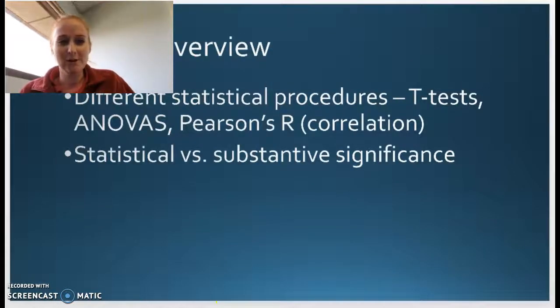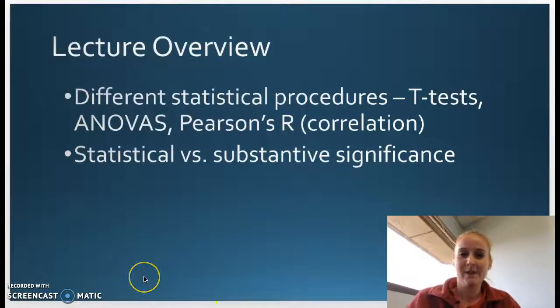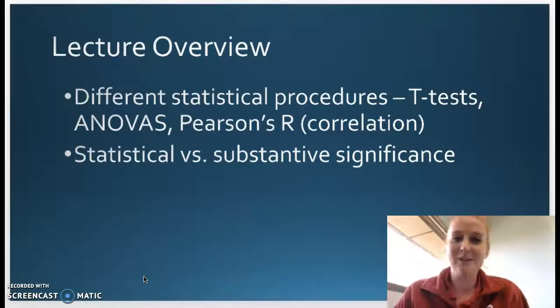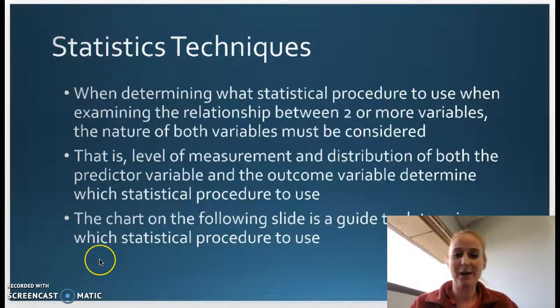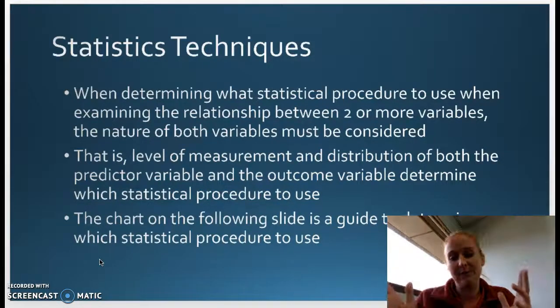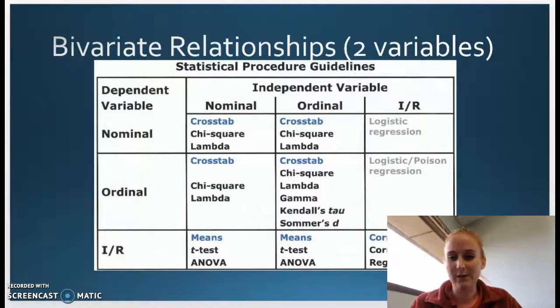So we're going to be going over different statistical procedures: t-tests, ANOVAs, and R, or we call it Pearson's R, correlation. Again, we'll also be reviewing some of the previous things from last week, as well as statistical and substantive significance. So remember, by way of review, whenever you're trying to determine what statistic to run, you have to know how the data are measured. If you don't, you're not going to know what to run. So you got to look at level of measurement and distribution of both predictor variable and outcome variable, or the independent and dependent.